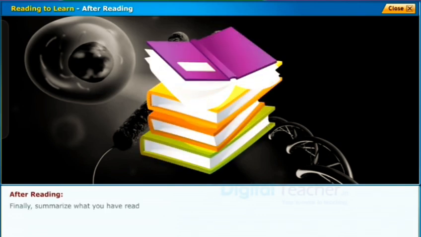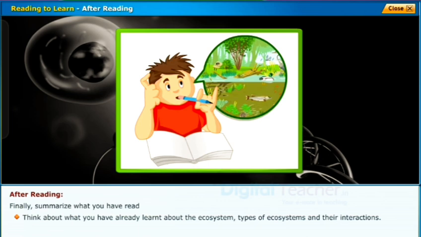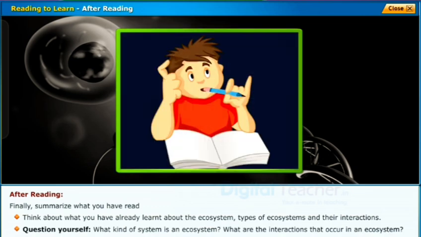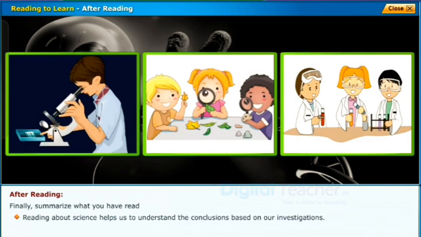After reading, finally, summarize what you have read. Think about what you have already learned about the ecosystem, types of ecosystems, and their interactions. Question yourself: What kind of system is an ecosystem? What are the interactions that occur in an ecosystem? Reading about science helps us to understand the conclusions based on our investigations. Now, let us learn about the other scientific method, writing to communicate.